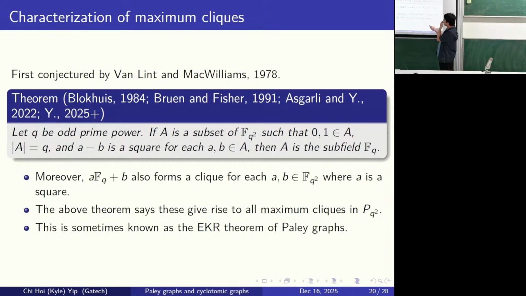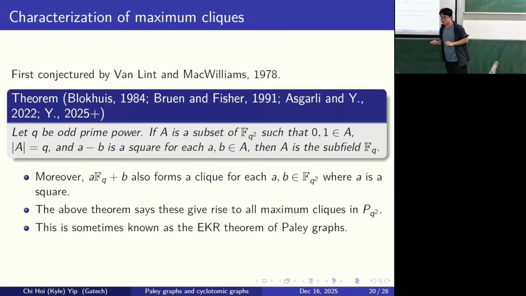So I mentioned earlier that in this case we would expect that all the maximum cliques have to come from the subfield, because of the sum-product phenomenon. And this is actually precisely the conjecture by Lint and MacWilliams in 1978. Their original motivation comes from coding theory, but I think this conjecture is of independent interest in the context of Paley graphs. So their conjecture is precisely about the structure of maximum cliques in Paley graphs of square order.